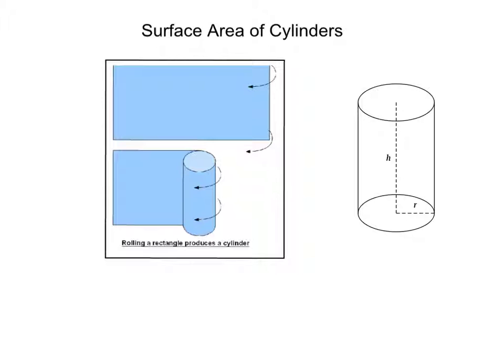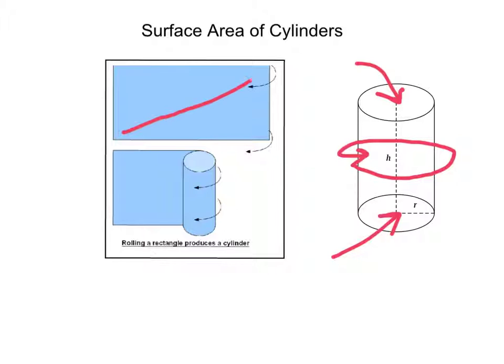Now notice a couple things. First of all, notice that the cylinder has two circular faces, here and here, and they're both identical in size. Second, notice that the curved part of our cylinder, if we were to unwind it, would equal the area of the rectangle that we started with.